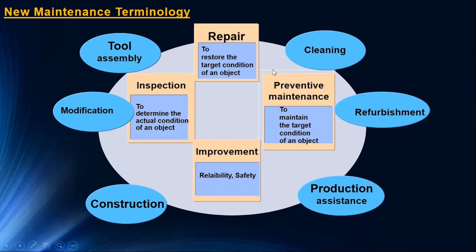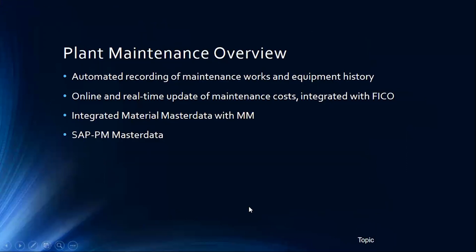You understood the exact meaning of it? Yes, I do. Okay. These are the terminologies we'll be using hereafter. Improvement is where you want to increase the reliability, you want to increase the safety of that equipment. It's an ongoing job. Now, what is your overview of plant maintenance?